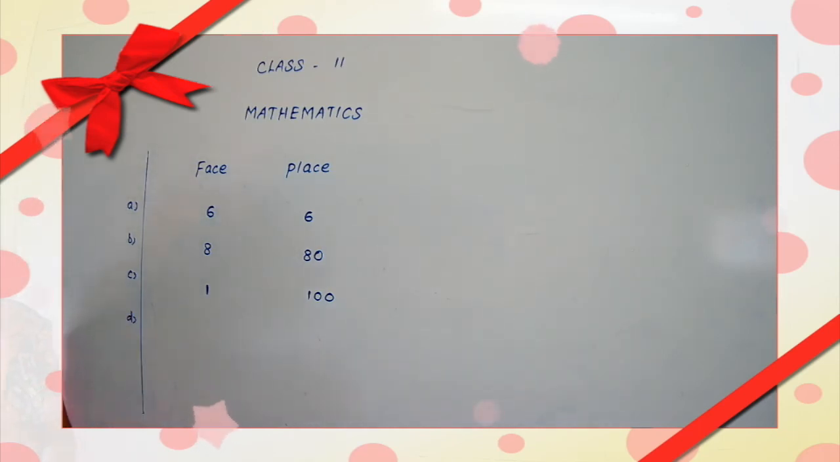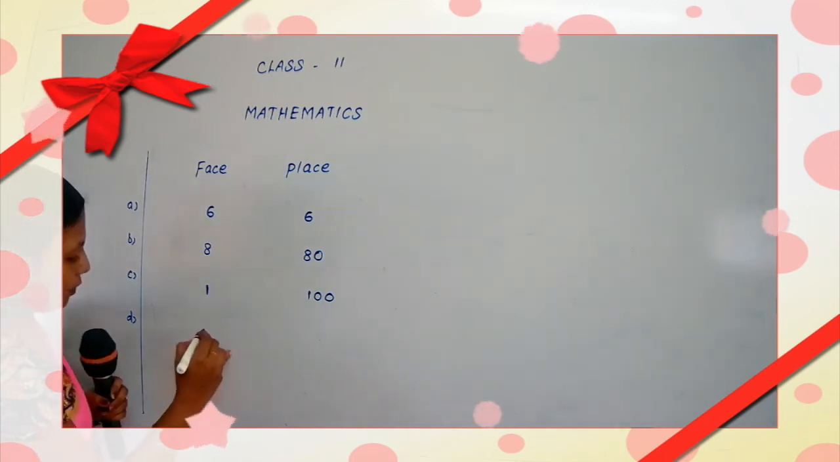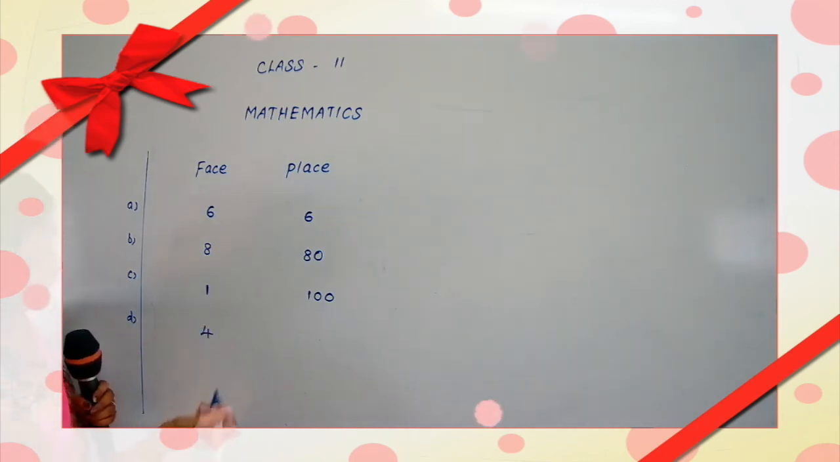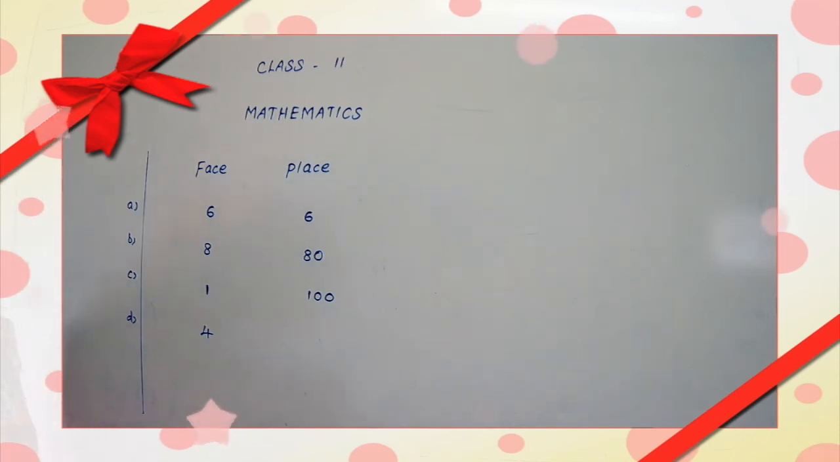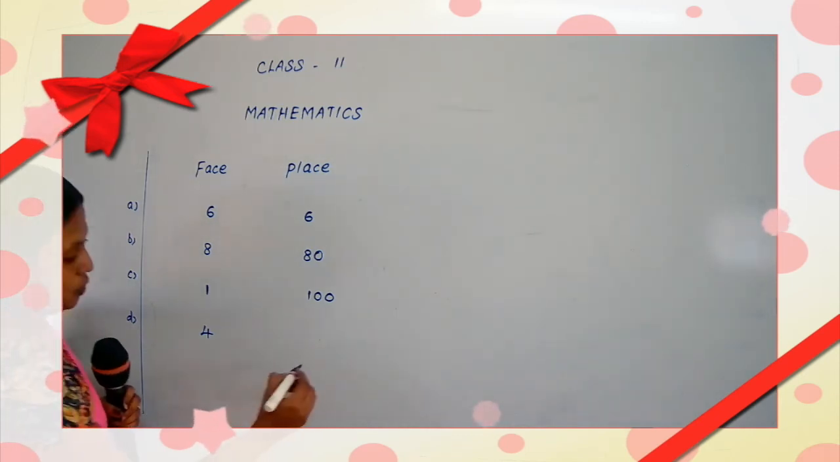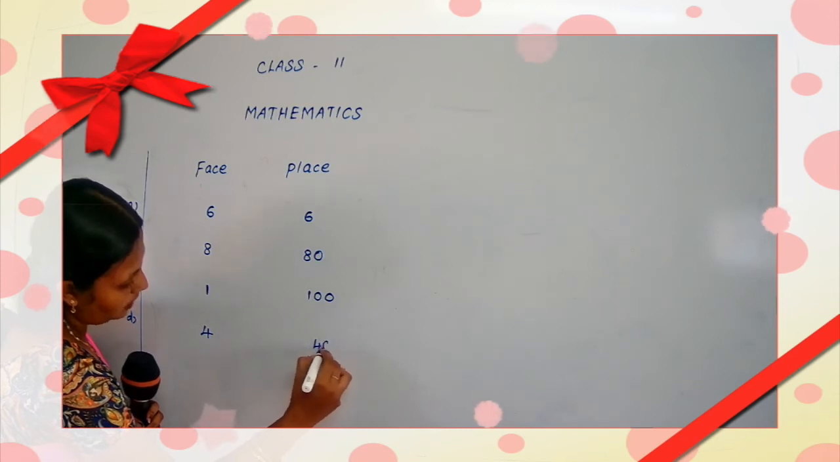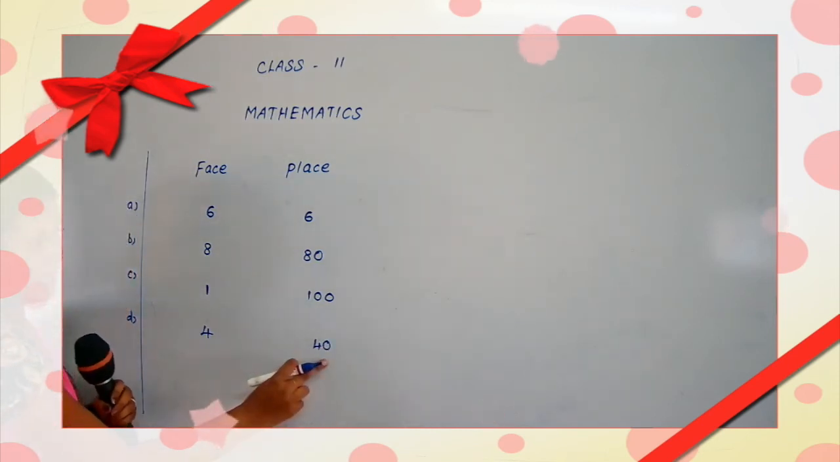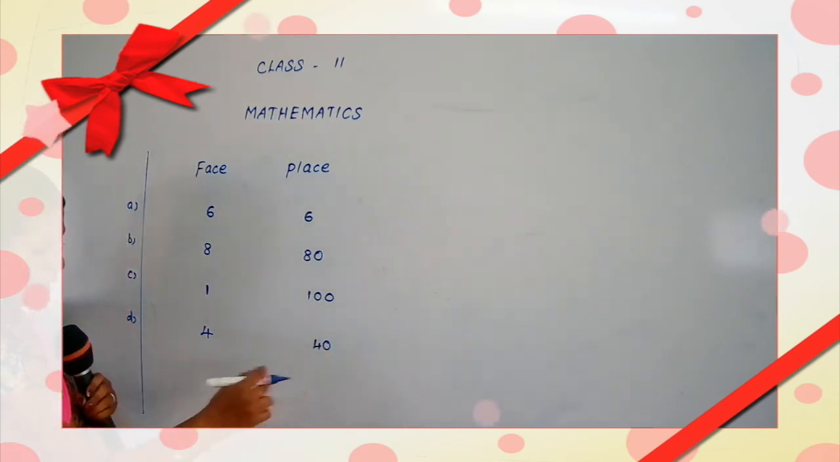Then D. Which one? 248. Which number is underlined? 4. Yes. So you take and write 4. Then 4 is in which place? Tens place. So we want to add 1 zero. Yes, tens place means we want to add 1 zero.